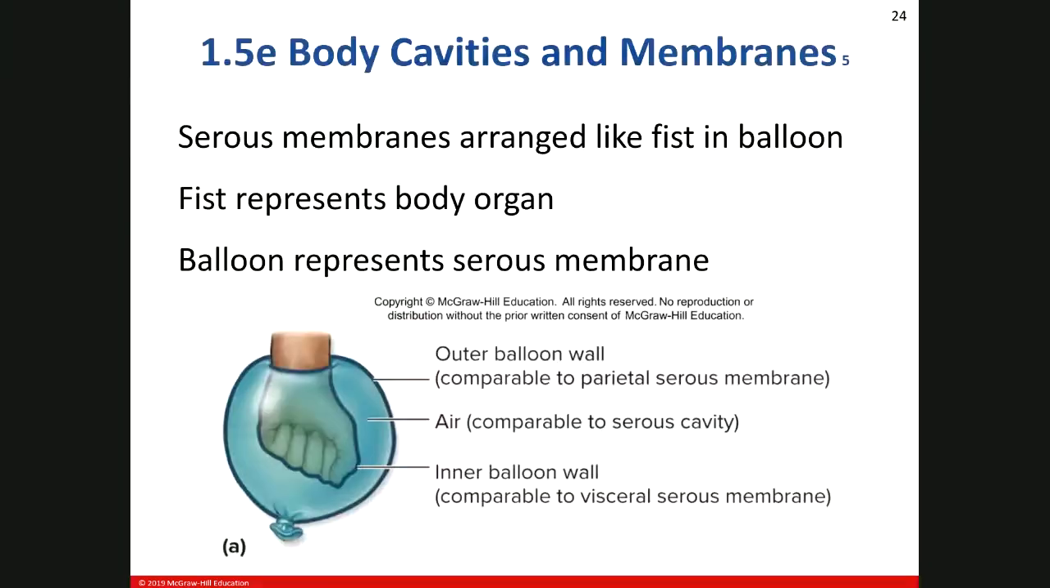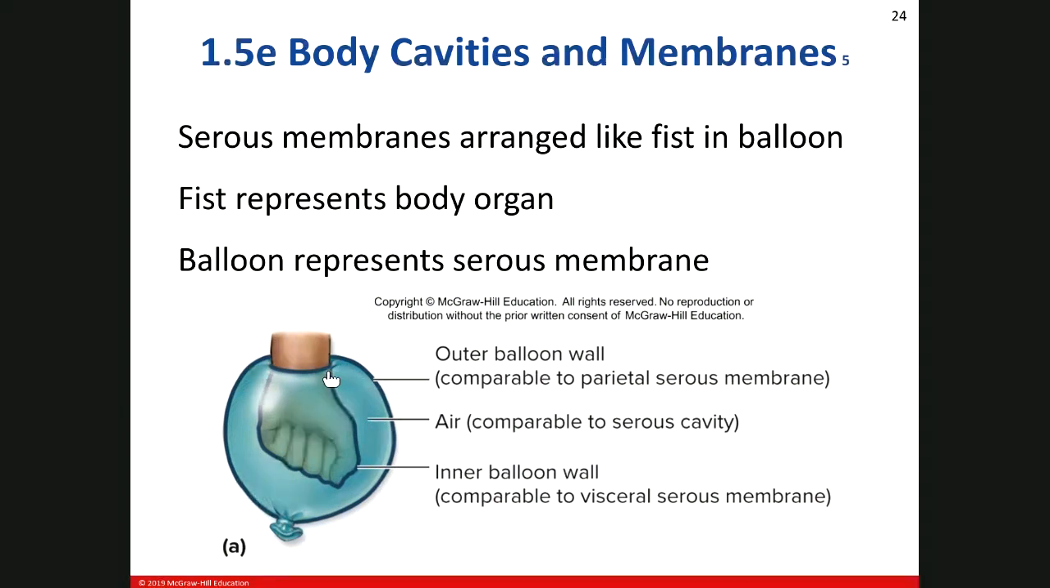All right, we already saw that. So this is, I love this example. It's a really good way to explain the visceral and the parietal layers. You've got a balloon, you fill it up with air, you take your fist and you push it into the balloon like it's shown in this picture here.